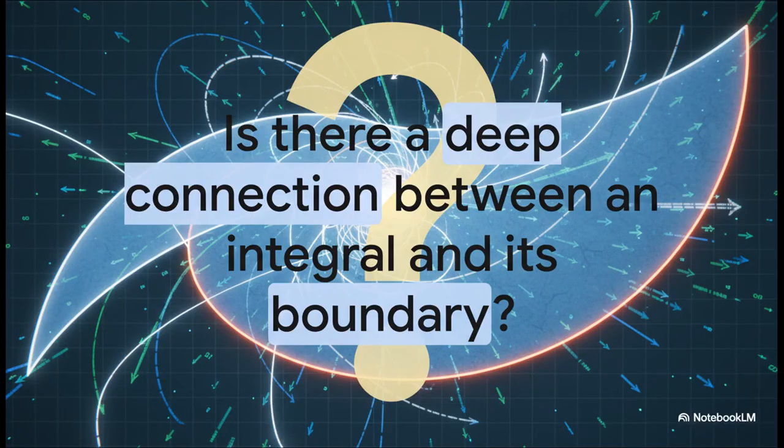Which leaves us with one final and really profound question. We now know how to integrate over a region, whether it's a surface or a volume. And we know how to integrate along its boundary, whether that's a curve or a surface. But is there some kind of deep connection between the two? Is there a fundamental relationship that links what's happening inside a shape to what's happening on its edge? Well, the answer is a resounding yes. And that connection, it's one of the most beautiful secrets in all of mathematics. And we'll uncover it in our next explainer.